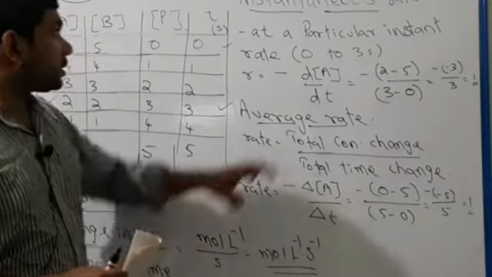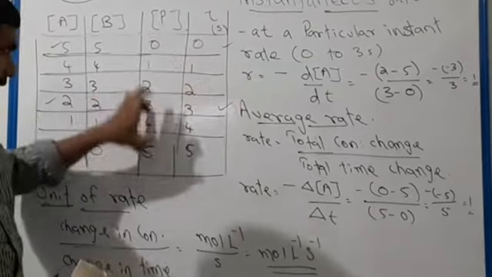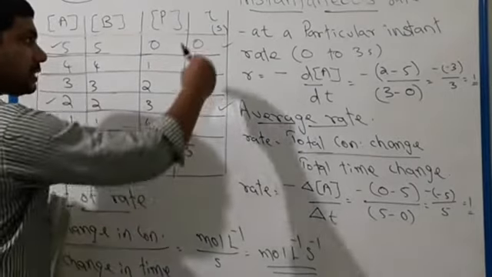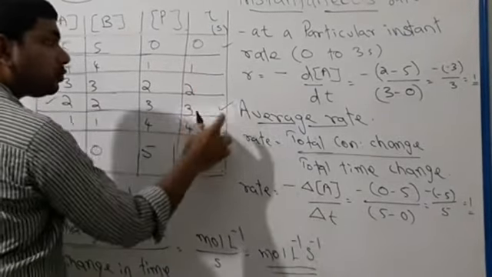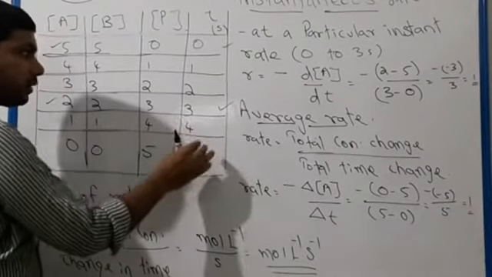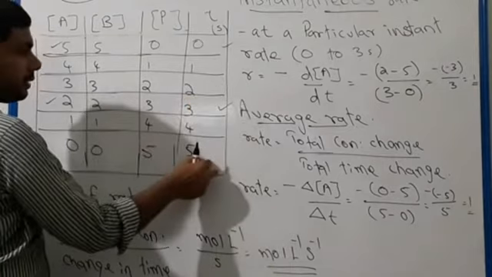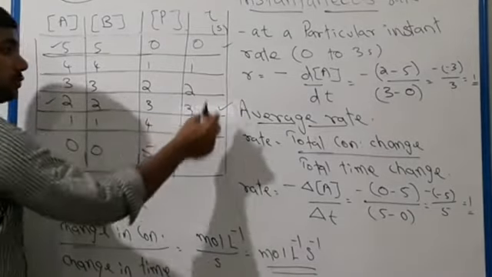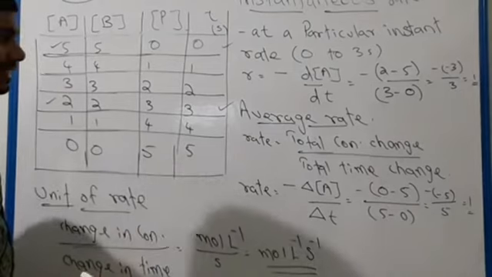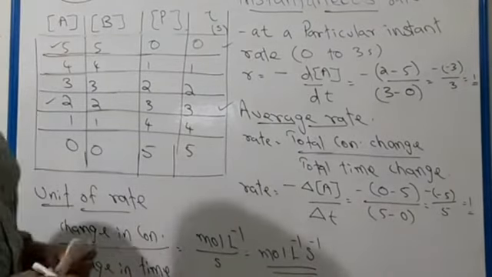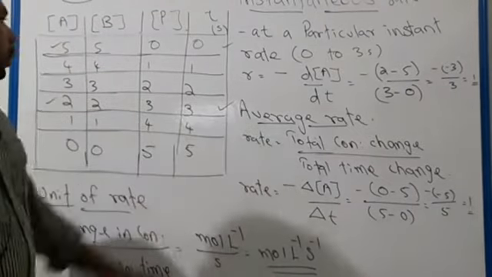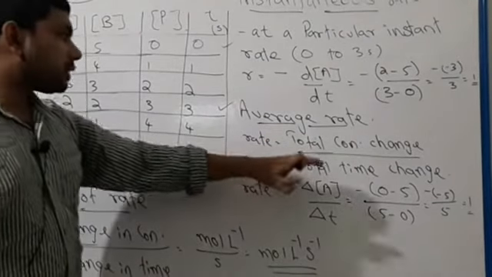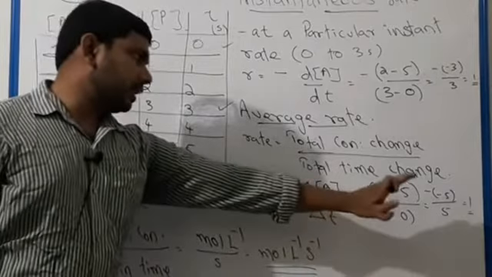You try different instantaneous rates for this table. Consider this table, and you can try to find the instantaneous rate for some particular interval, for example 1 to 4 or 2 to 5, the rate of reaction from 2 seconds to 5 seconds, or find the instantaneous rate from 1 second to 4 seconds. Try to find this instantaneous rate and write the answer in the comment box. Now average rate, I told you, is total concentration change divided by total time change. Also we discussed the answer here.